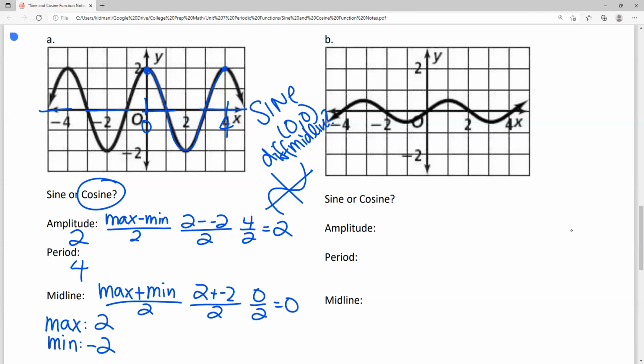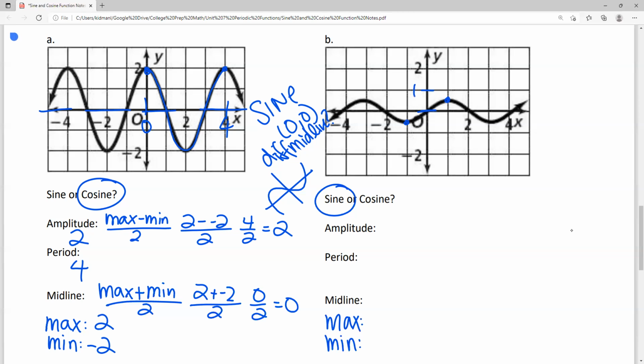Now let's take a look at our other one. So notice how it crosses in the middle. This is our max, this is our minimum. We're crossing right here. That's what makes this a sine function because of where it crosses. Now, just like we did before, we want to identify our max values and our minimum values.